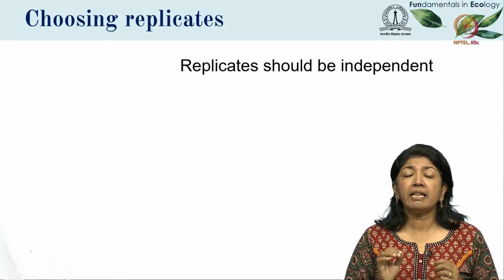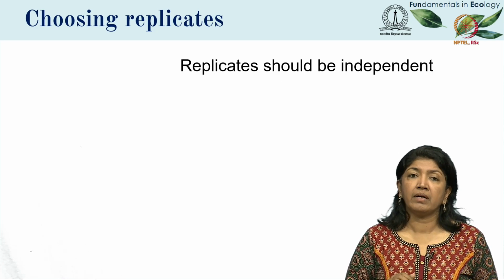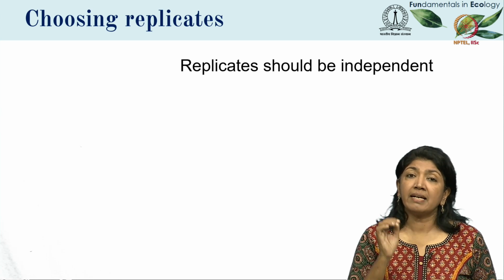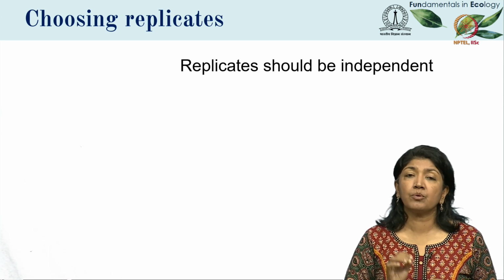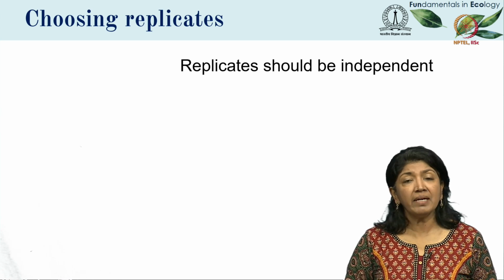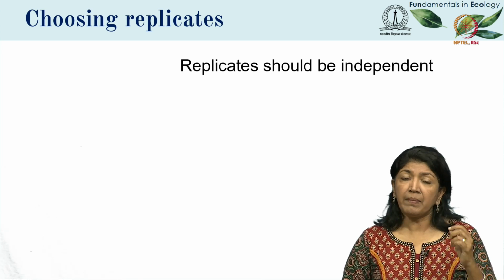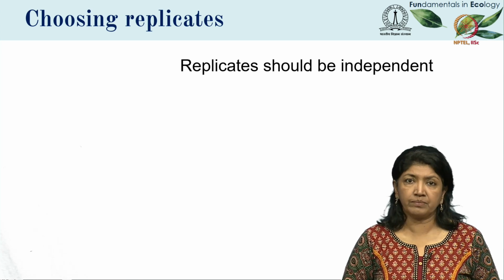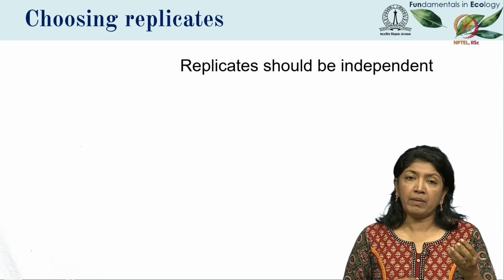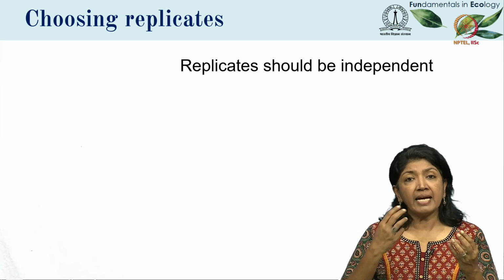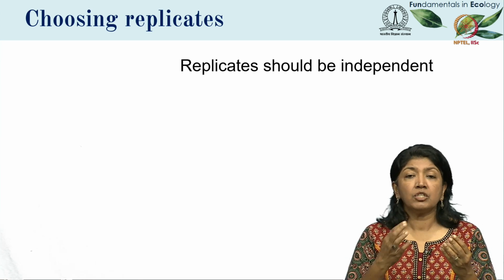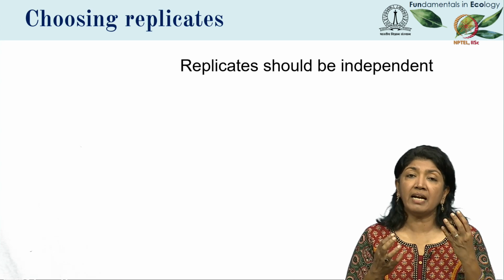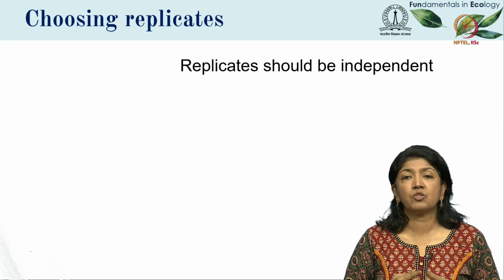The important thing to think about here is what is a replicate. A replicate should be independent. What we mean by that is that replicates provide independent pieces of information. If I were to measure one replicate, the next replicate that I measure shouldn't be correlated with that first replicate. That is what we mean.